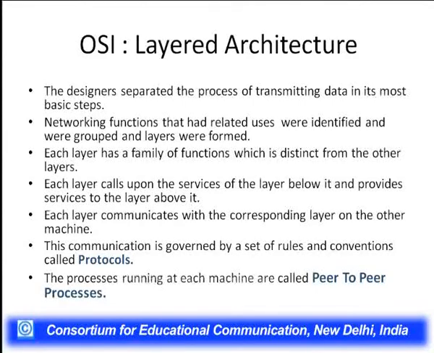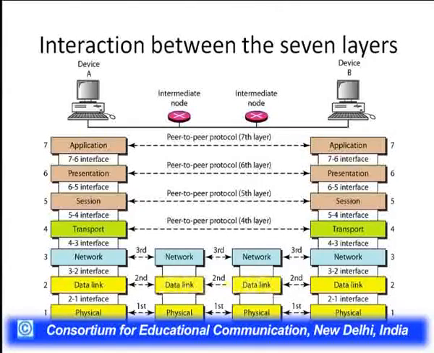The processes running at each machine are called peer-to-peer processes. So, basically it is the interaction between the processes which are running at each layer on the 2 communicating computers. So, the layer ensures that the communication between these 2 processes, which is known as peer-to-peer processes, takes place efficiently. Then between the 2 layers we also see that there is an interface. Like in this diagram you can see that device A is communicating with device B.